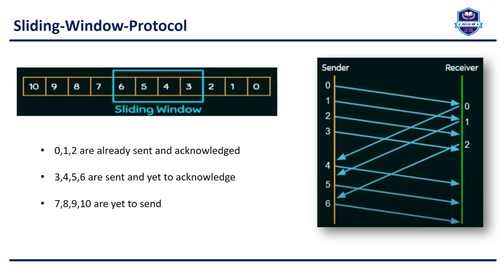So here, as I mentioned, frames 0, 1, 2 are already sent and acknowledged. Then frames 3, 4, 5, and 6 are sent and are yet to get acknowledgement messages for the sender. Then 7, 8, 9, 10 are yet to be sent, which are not covered in the sliding window.